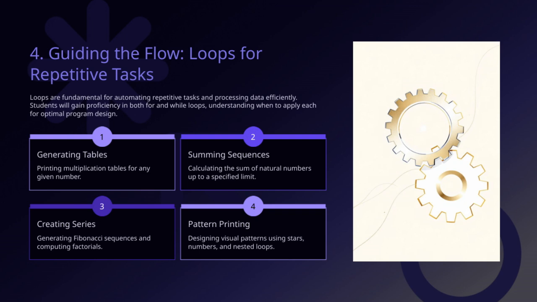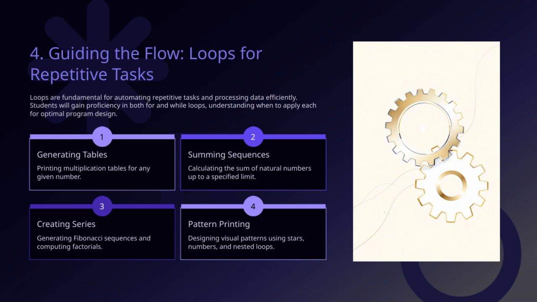On the other hand, while loops are useful when the number of iterations depends on a condition that may change during execution, such as summing a sequence until a certain limit. By mastering both, students can write more flexible and efficient code. This ties into the overall theme of the presentation, emphasizing how control structures enable us to automate tasks and handle data systematically.